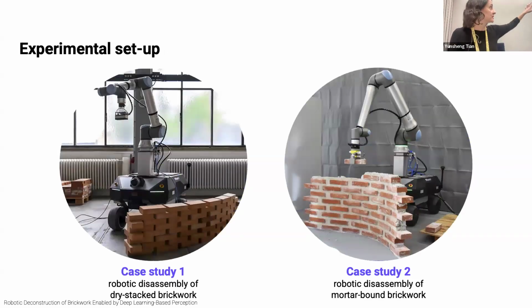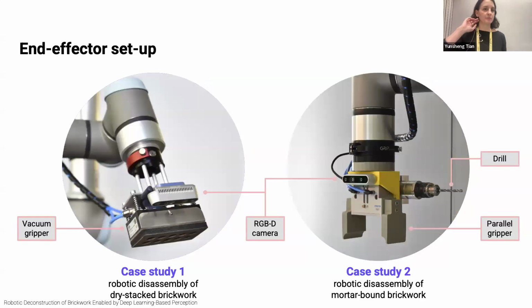So our experimental setup looks like this. You can see here the first case study, where we explore the disassembly of a dry stacked brickwork with unknown geometry. It's just assembled manually in front of the robot. And then we expand that to robotic disassembly where the bricks are already bound with mortar. We have developed an end effector for that. So the first one is pretty simple, the second one a little bit more elaborate.